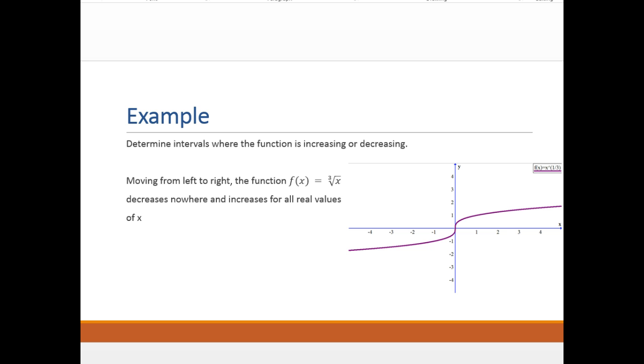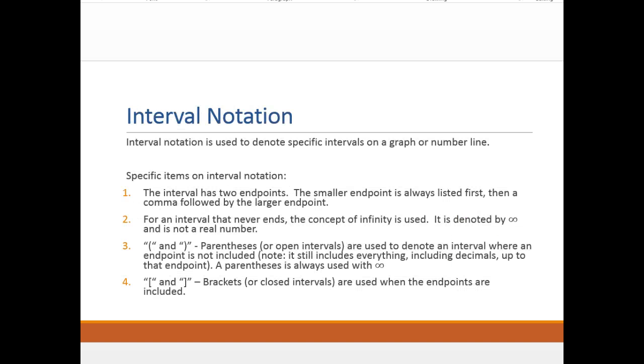Well, how do we denote these values? We usually use what's called interval notation. This denotes specific intervals on the graph or the number line. For interval notation, we need to remember certain things. The interval has two endpoints. The smaller endpoint is always listed first. That's followed by a comma, then that's followed by the larger endpoint.